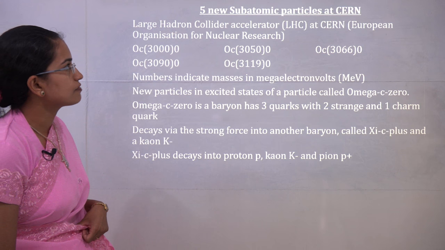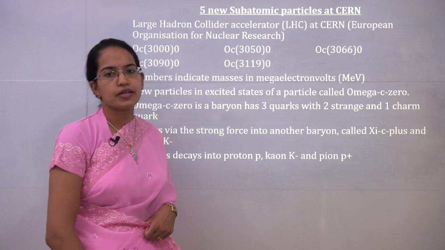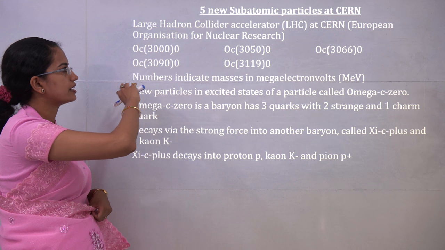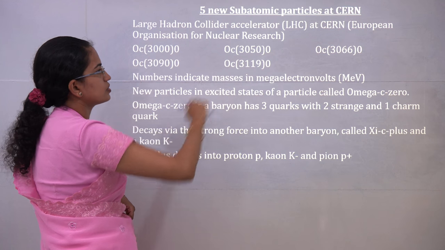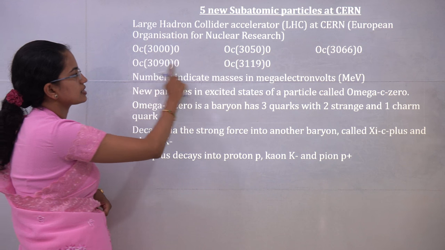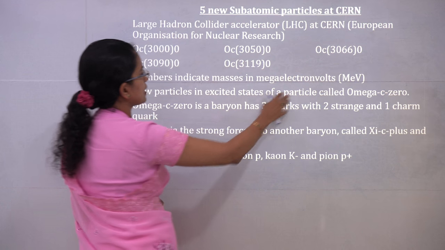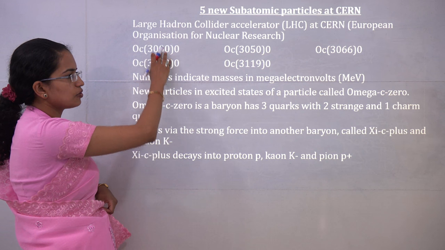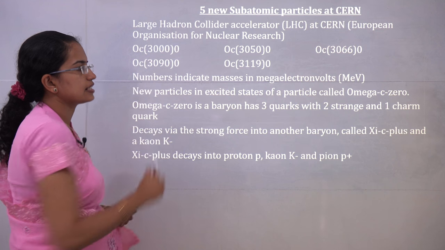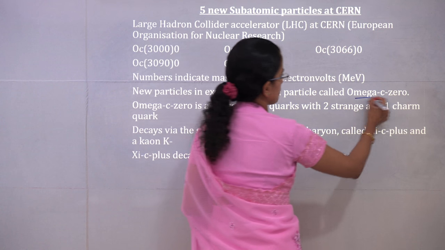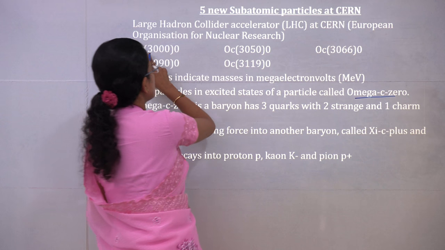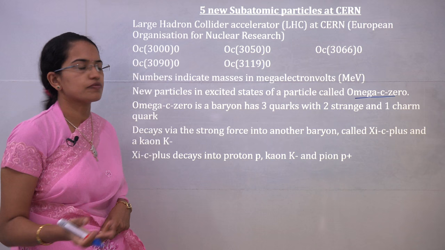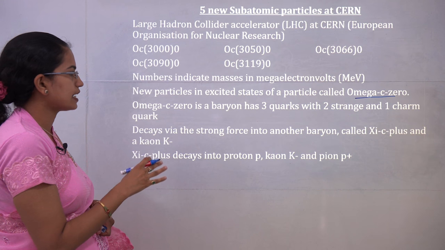The next is five new subatomic particles that have been discovered by CERN by the Large Hadron Collider. So, these are the particles. Now, the most interesting thing is the numbers that are written beyond the particle indicate their mass in mega electron volts, and these new particles are in the excited state of the Omega C0. So, all of these are Omega C0 and they have different numbers, and these numbers indicate the mass in mega electron volts.